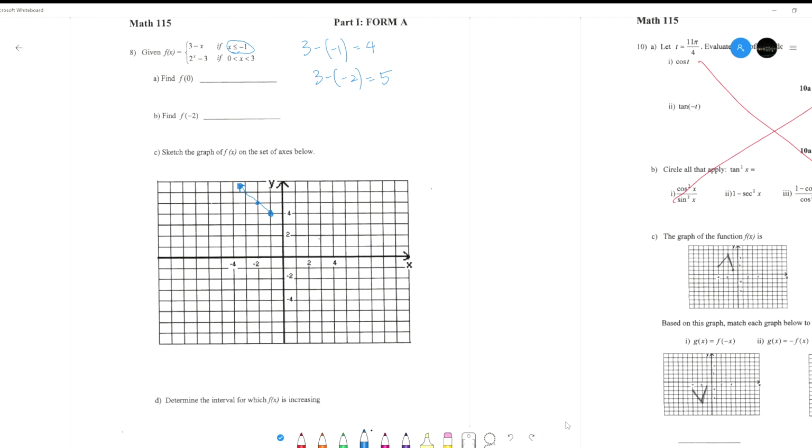And we have the second piece here. I'm going to draw the second piece in magenta. So we're starting at 0 for the second piece. That means 2 to the 0 minus 3 is 1 minus 3 equals -2. So at 0, I'm going to draw an open circle at -2 because there's no equal sign, right? There's no equal sign.